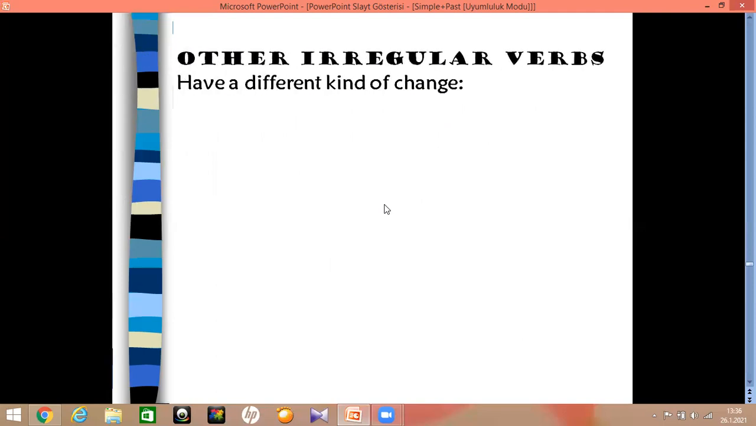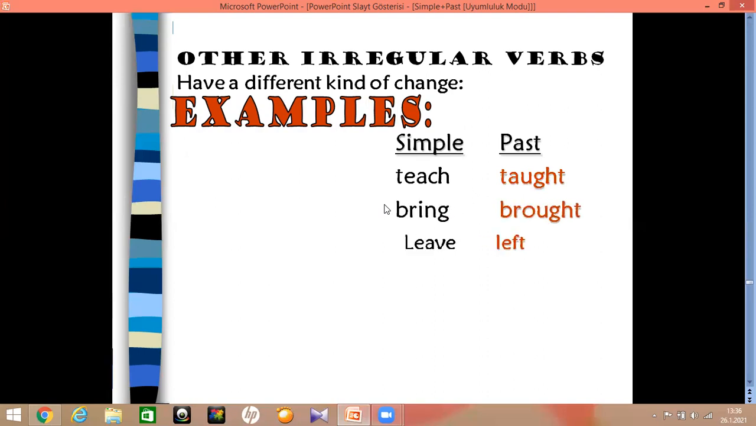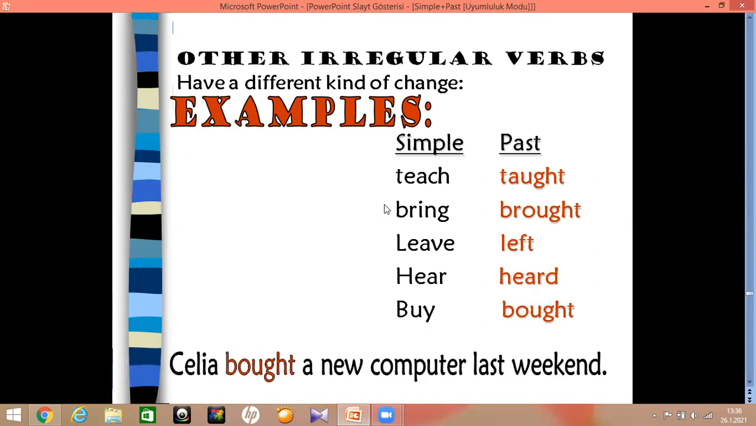Other irregular verbs have a different kind of change. Examples. Simple and the past forms. Teach, taught, bring, brought, leave, left, hear, heard, buy, bought. Sally bought a new computer last weekend.